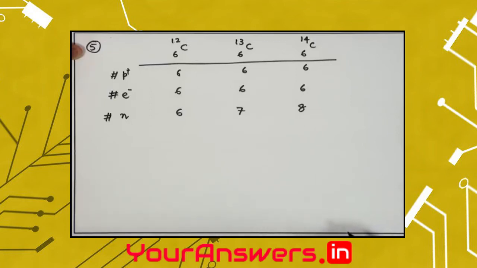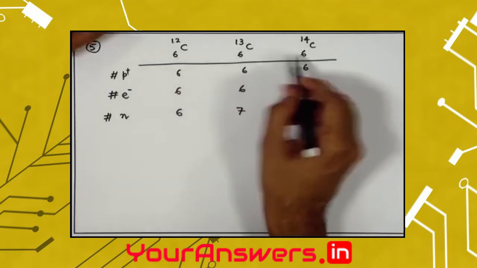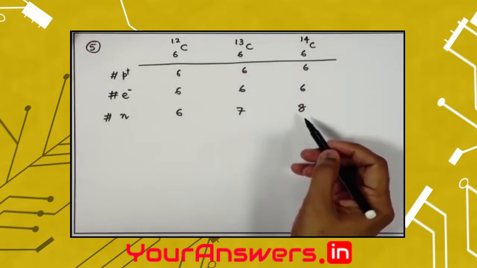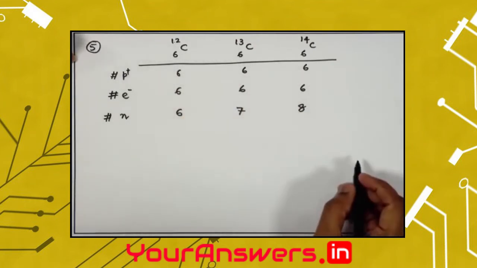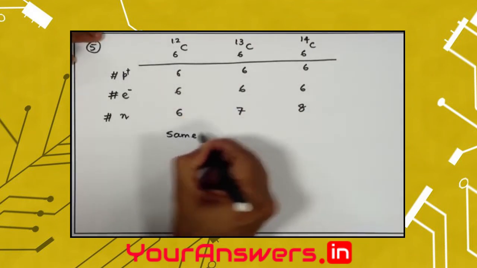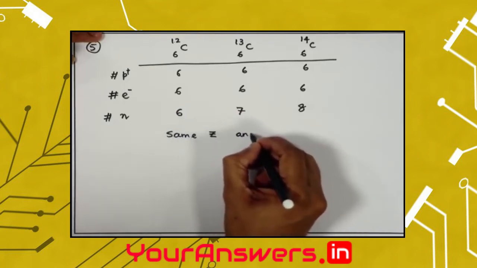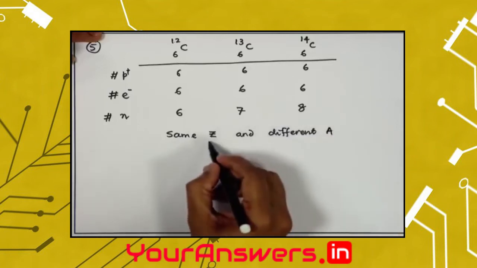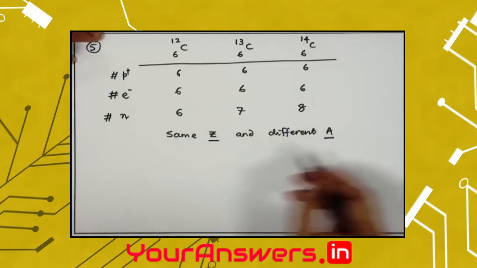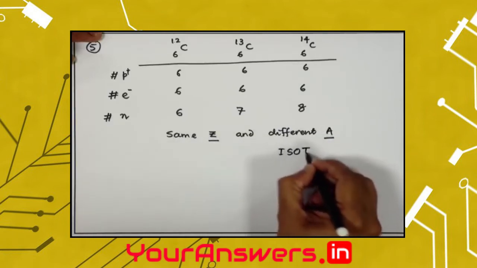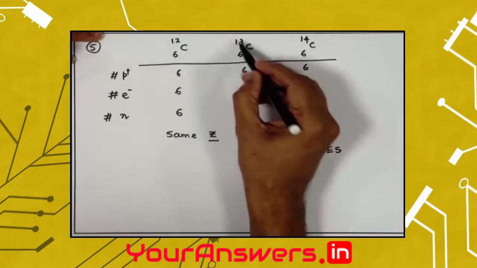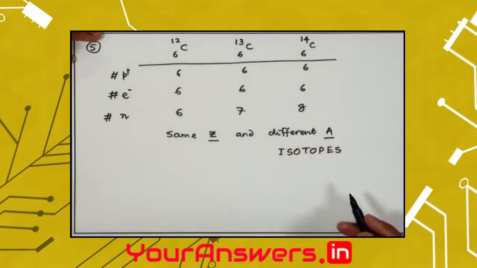Now, what we see here is that there are 3 different elements. They have the same value of Z, they have different values of A, and that is happening because they have different numbers of neutrons. When 2 or more elements have the same Z and different A, that means same atomic number, different mass number, we call them isotopes. So, carbon 12, carbon 13, carbon 14, they are 3 different isotopes of carbon.